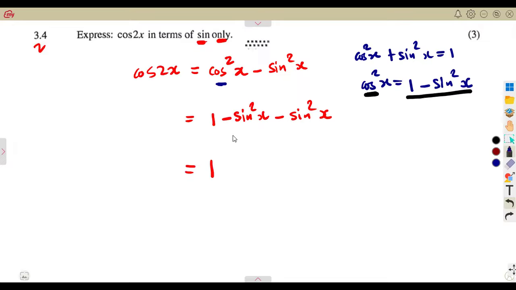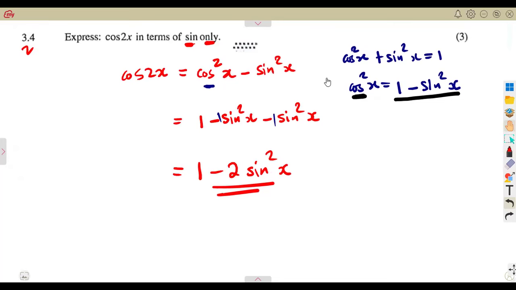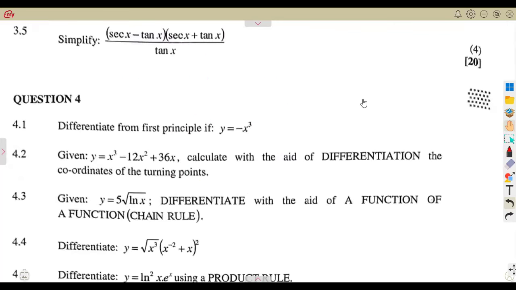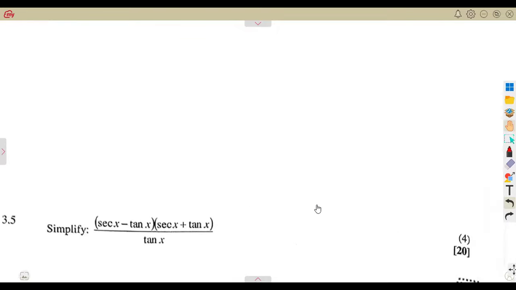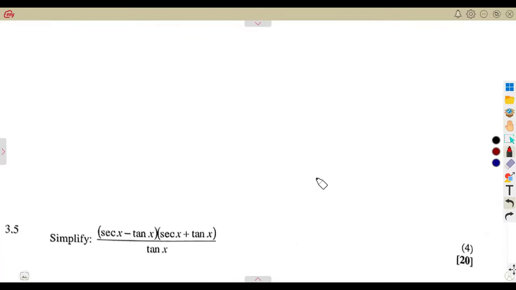So this is simply 1 minus 1, and then minus 2 sine squared x. As you can see, that's what we had. You already have these identities, but they want you to rewrite them, taking them from another identity to that.